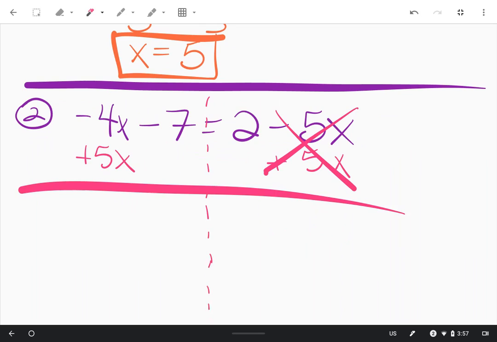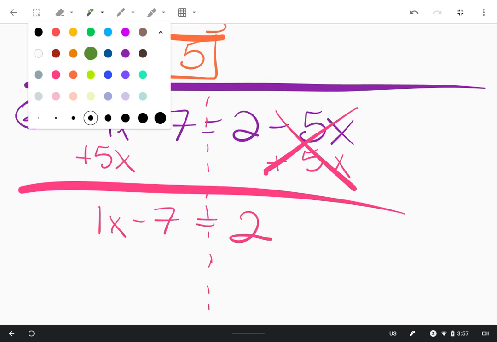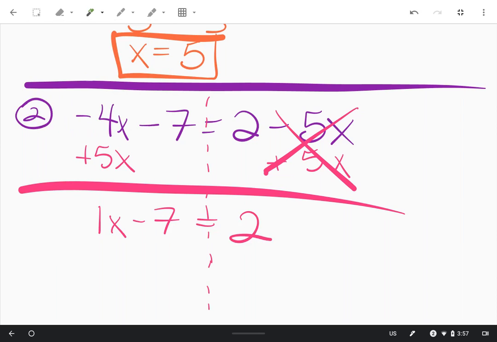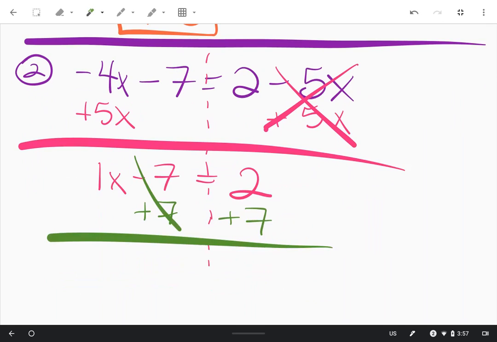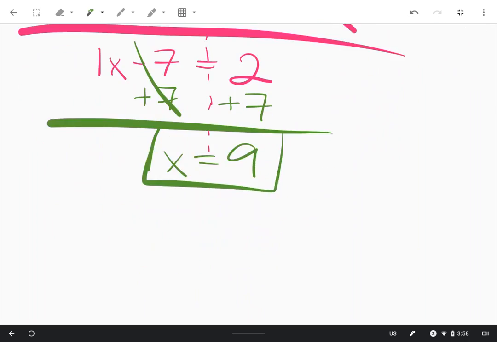Negative 4 plus 5 is 1x minus 7 equals 2. Continue going. I need to get my x by itself, so I'm going to move the 7. I'm going to add 7 to both sides. Cancels out, leaving me with 1x equals 9, or x equals 9. So those first two are pretty straightforward. Same thing with this next one.